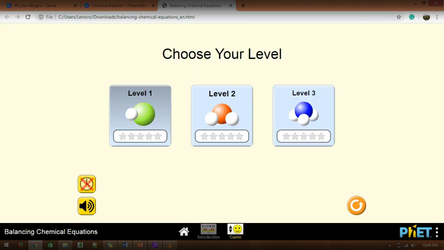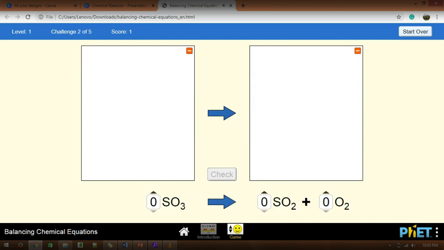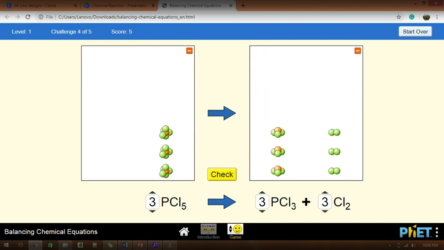So let's do the games. We have challenge 1 until 5, and the challenge is to make the equation balanced. If it's not balanced yet, we try again until it's balanced, and we have to score and finish until challenge 5. We choose level 1 first and try to balance the equation, the reactant, to produce the product. Okay, finish it until challenge 5. So if we finish until challenge 5, we start over, and then we can continue to level 2 and level 3 by yourself.